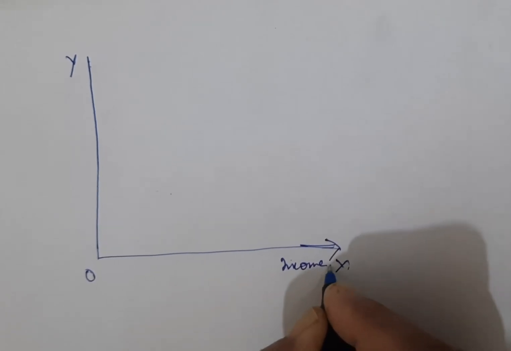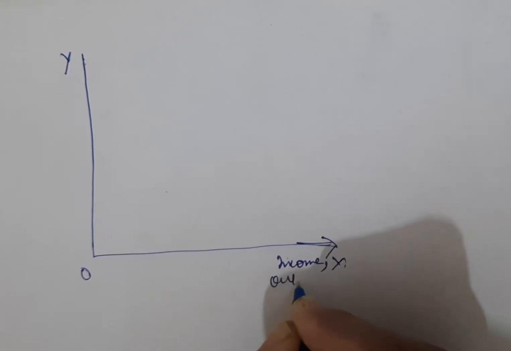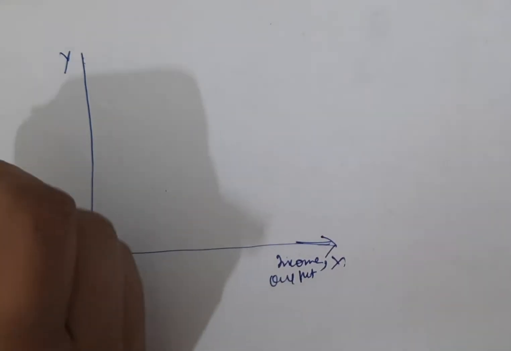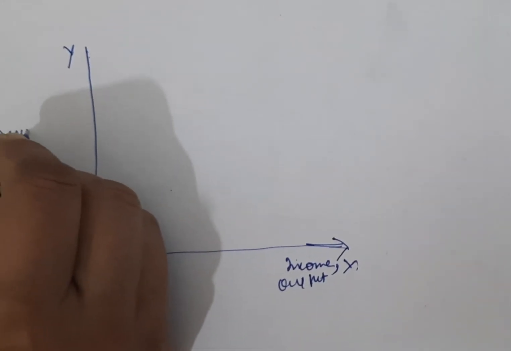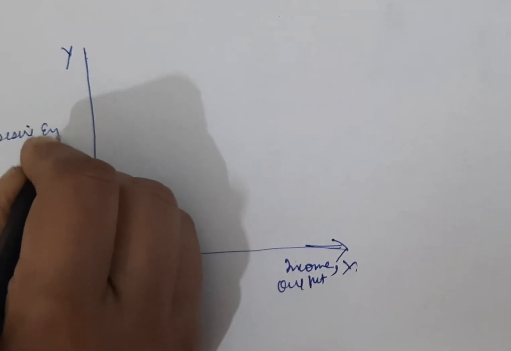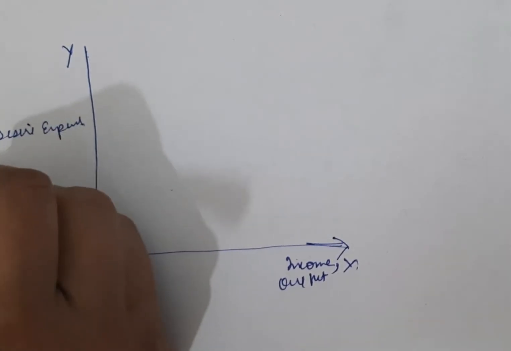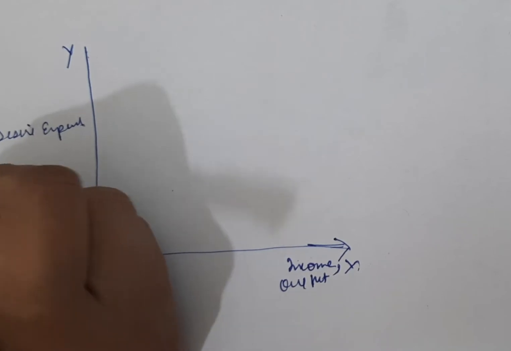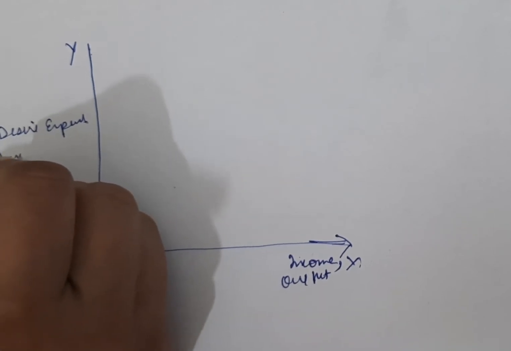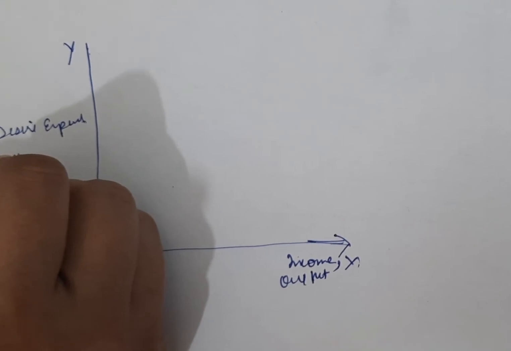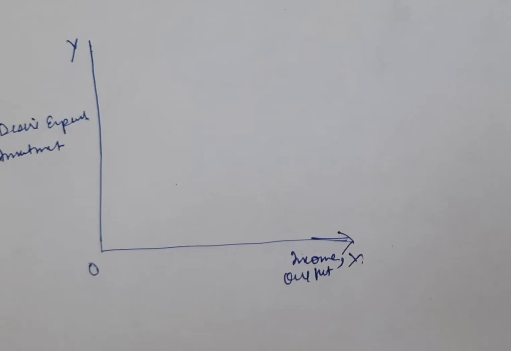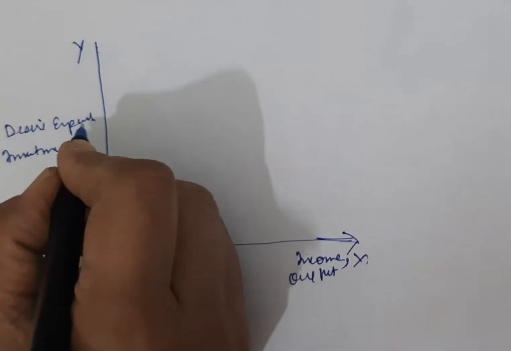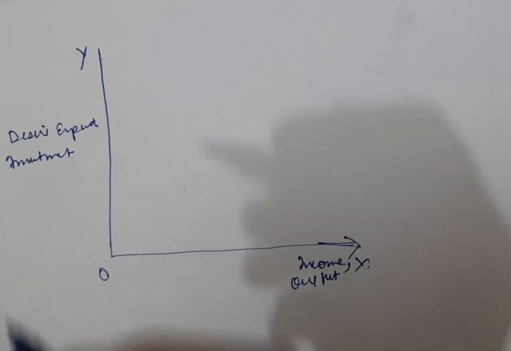OX axis is showing you income and output, right? And OY axis is showing you desired expenditure, consumption expenditure of the household and investment. All right. Planned investment and consumption expenditure of the household is shown on the OY axis.